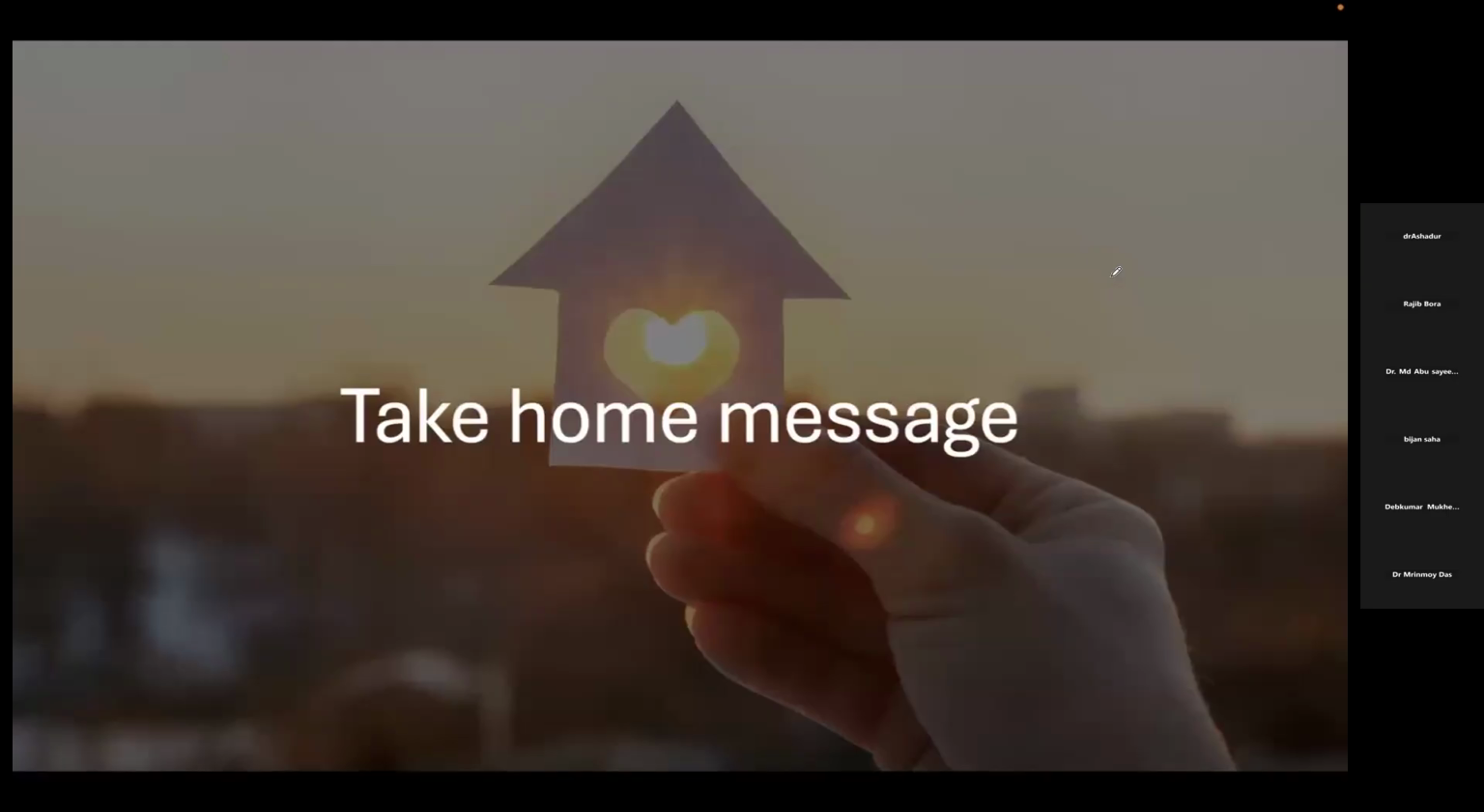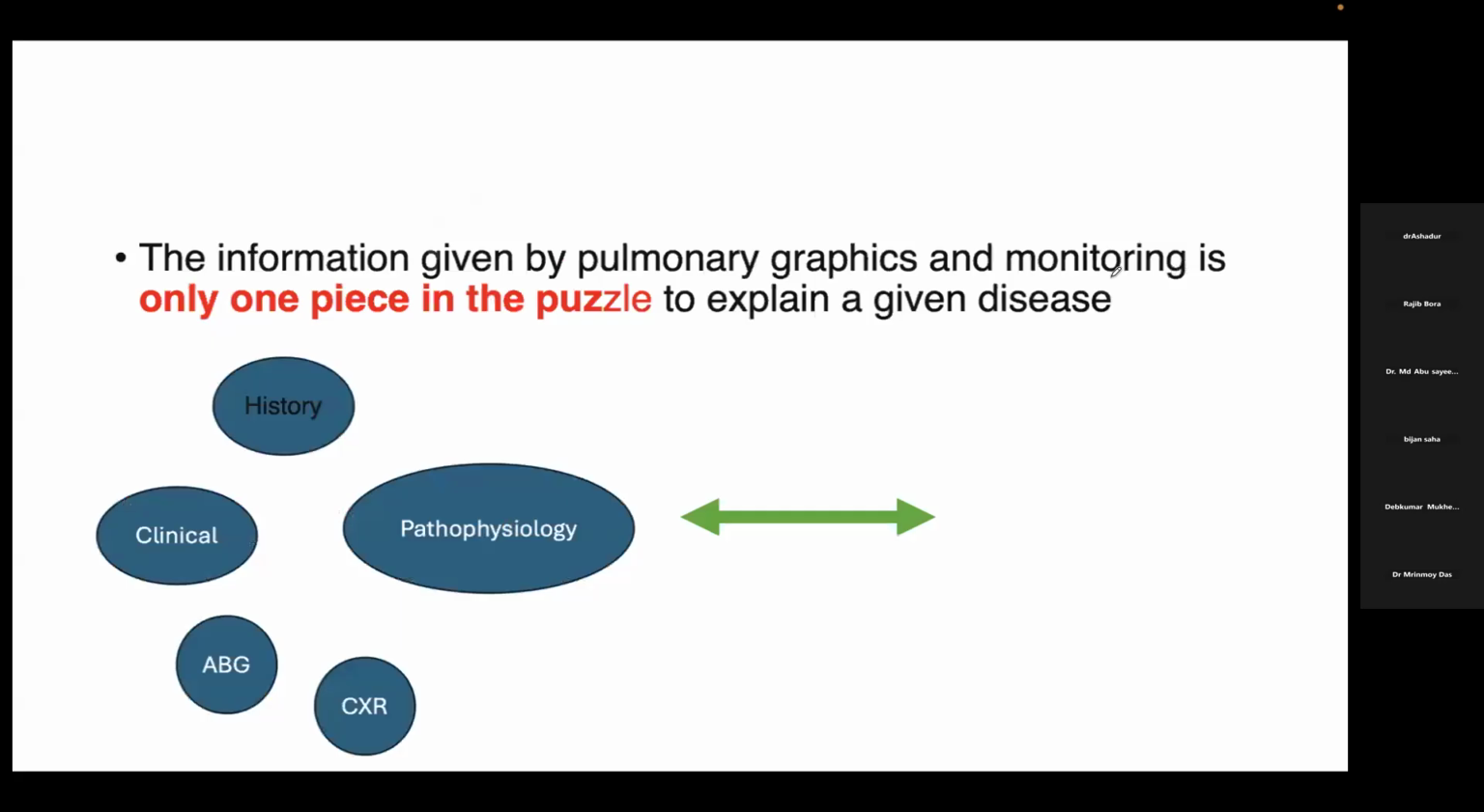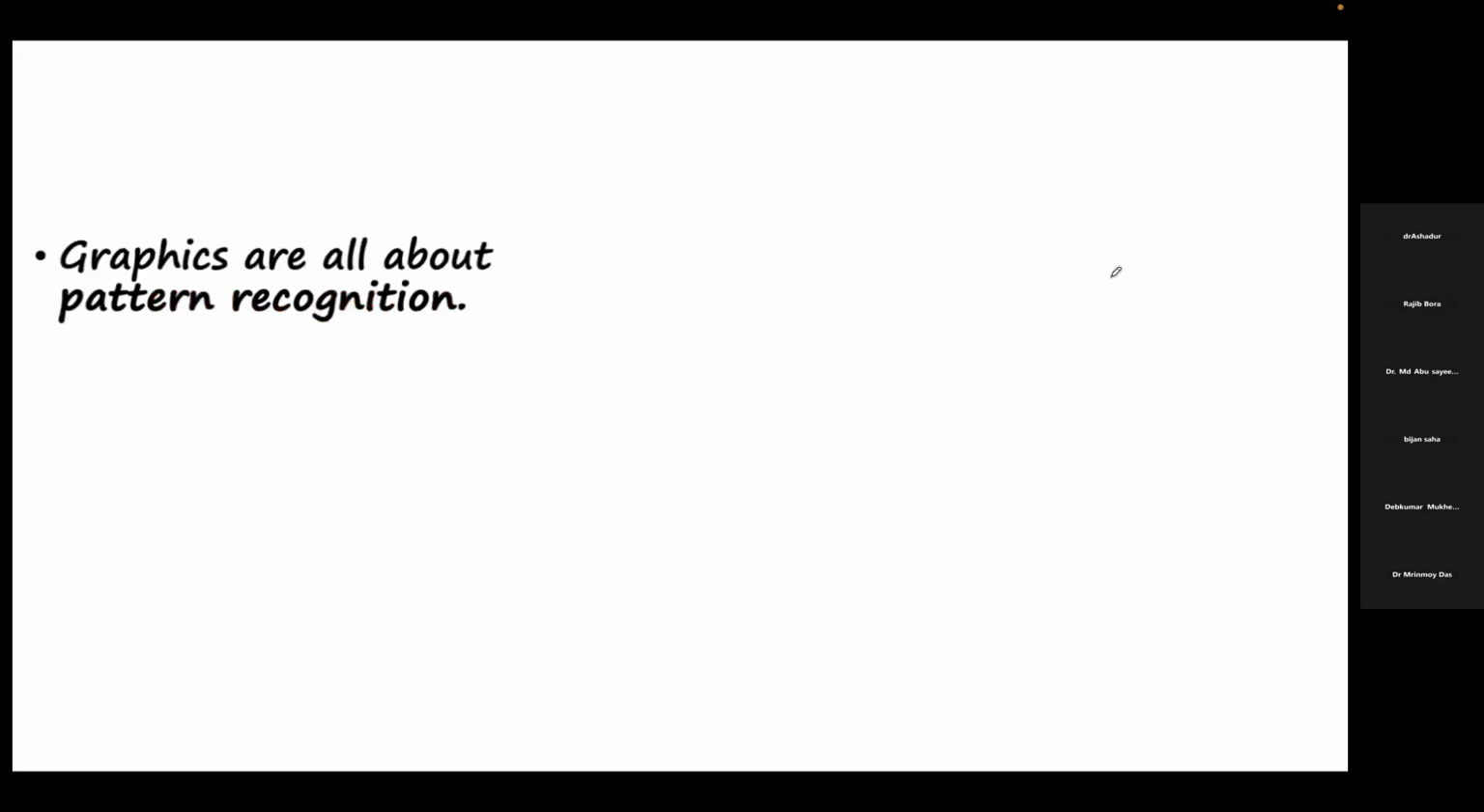So what is the final message? Pulmonary graphics is only one piece in the puzzle. It is only one part. Only looking at the graphics cannot help, as I have also shown in a few examples. We need to look at the history of the patient, the clinical picture, ABG, chest X-ray, and also we need to know the pathophysiology of the lung. Only then can we make use of this beautiful pulmonary graphics to help us manage our babies.